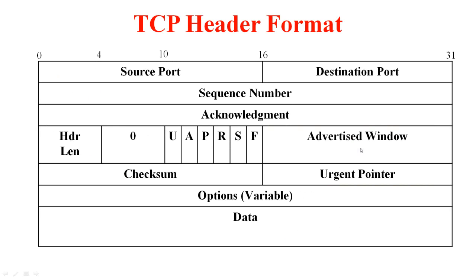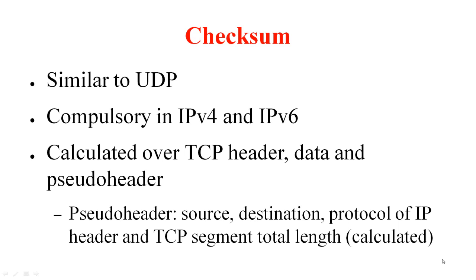So following the flags is the advertised window. This is part of flow control. So when I cover flow control, I'm going to get into the details. And just like in UDP, you have a checksum field. So this checksum field is compulsory both in IPv4 as well as IPv6 because TCP offers reliable service.